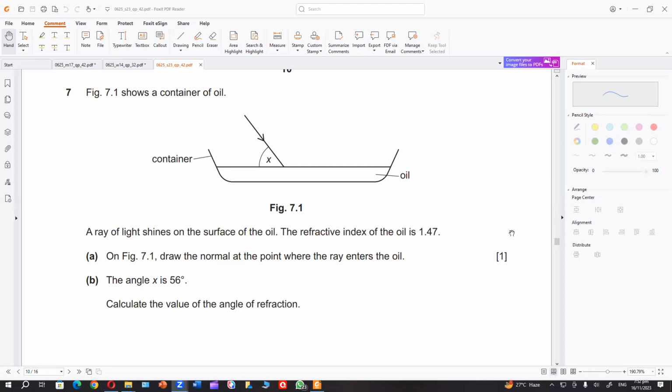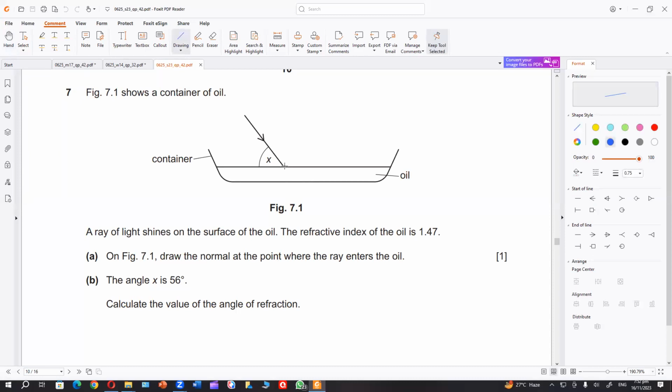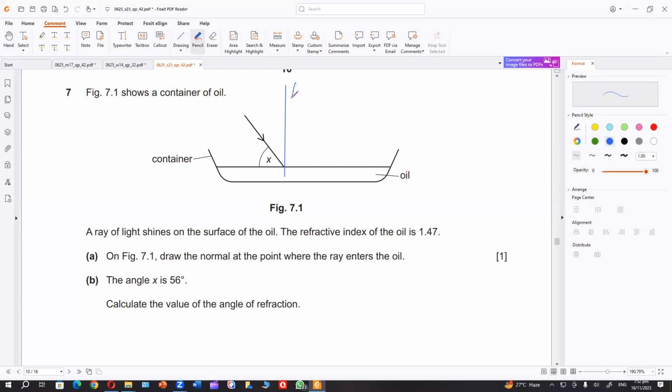A figure shows a container of oil. The ray of light shines on the surface of the oil. The refractive index of the oil is 1.47. Draw the normal. Normal is a perpendicular. Normal is always a perpendicular. So this is the normal. The angle X is 56 degrees. Calculate the value of the angle of refraction.